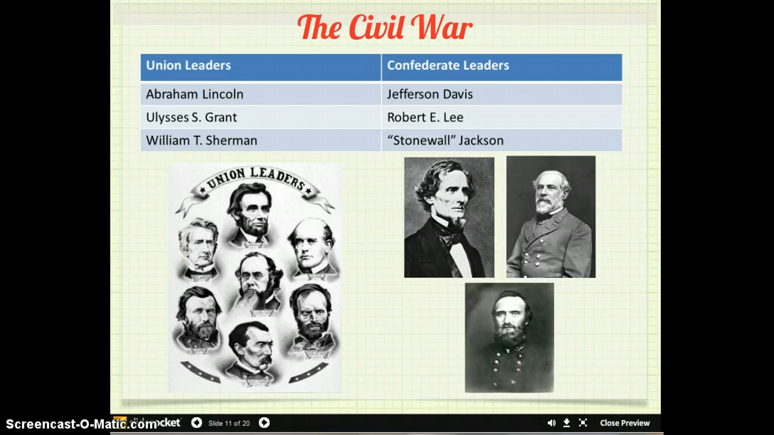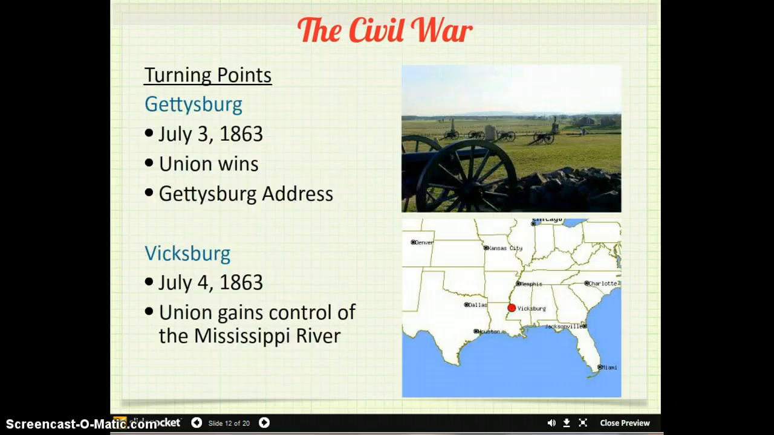With the election of Abraham Lincoln and the fall of Fort Sumter, the Civil War was set into motion. Both sides, the Union, or North, and the Confederacy, the South, had very strong leaders. For the Union, the president was Abraham Lincoln, with military generals Ulysses S. Grant and William T. Sherman. Keep in mind, William T. Sherman will become famous for his burning of Atlanta and his march to the sea. Confederate leaders: Jefferson Davis is the president, and Robert E. Lee and Stonewall Jackson will make up important military leaders.